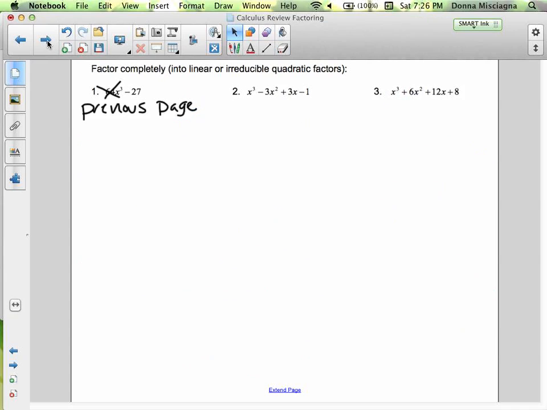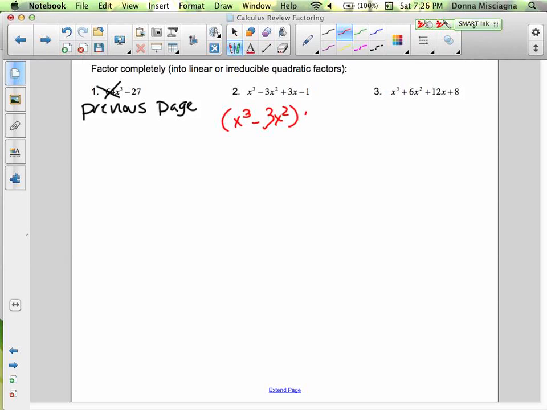All right, we did the other one on the previous page. Let's do the next one. This is just factor by grouping. First two are a group. Second two are a group. Hopefully you remember this from Algebra 2.